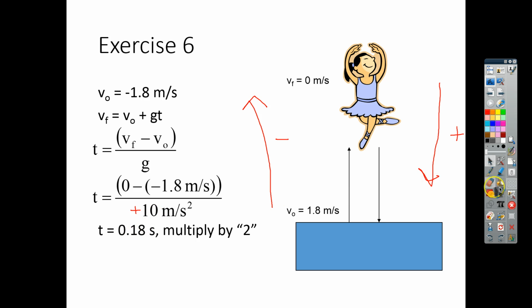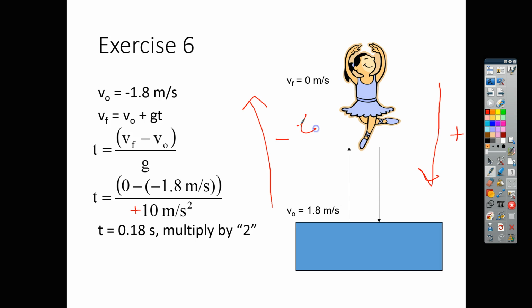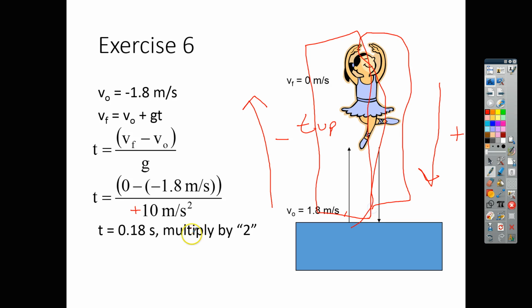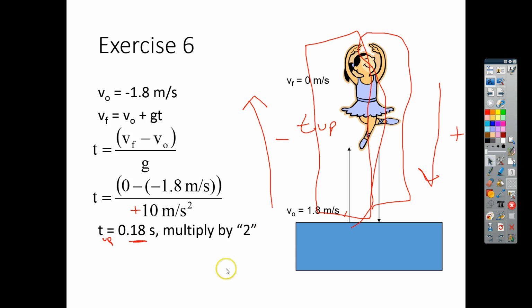But be very careful, because this 0.18 seconds is actually just the time to go up. So just 1/2 of what's going on here. She also falls back down. So we need to go ahead and multiply our time up by 2. If you multiply your time by 2, you end up with the total time for her to go all the way up and then come back down.